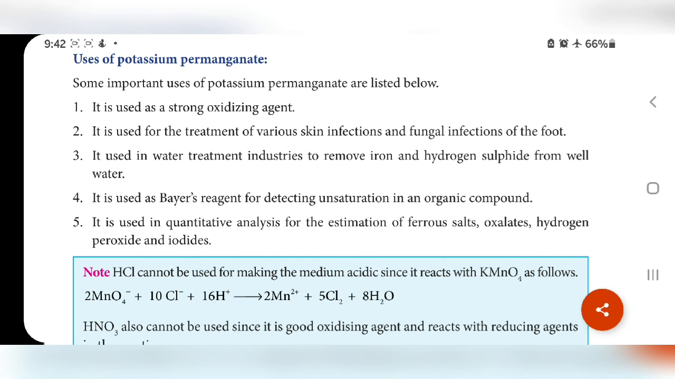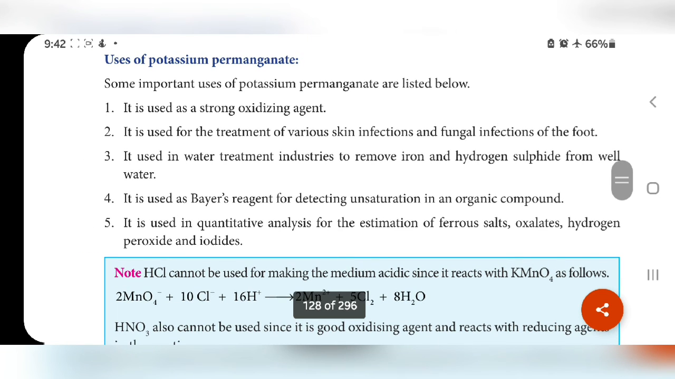Uses of potassium permanganate are given. First one, it is used as a strong oxidizing agent. Already we learned so many examples. It is used for the treatment of various skin infections and fungal infections of the foot. It is used in the water treatment industry to remove iron and hydrogen sulfide from well water.